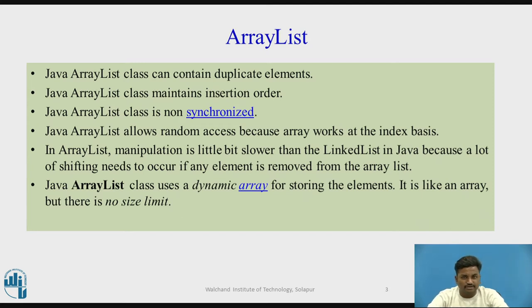Likewise, the sequence of insertion is taken care of. And it is non-synchronized. And also in ArrayList, random access can be done. If I want to access a particular location in an ArrayList, that can be done. Manipulation is a bit slower in ArrayList, but that can be overcome in linked list because we need to have shifting kind of things. Linked list doesn't have any shifting. In ArrayList, we need to shift all the elements. That is taken care of by Java, but still time is going to be spent in that case.